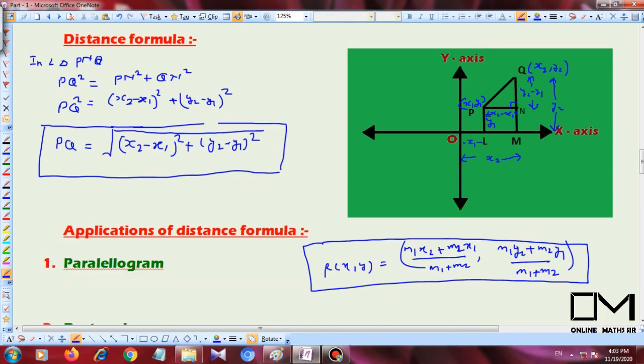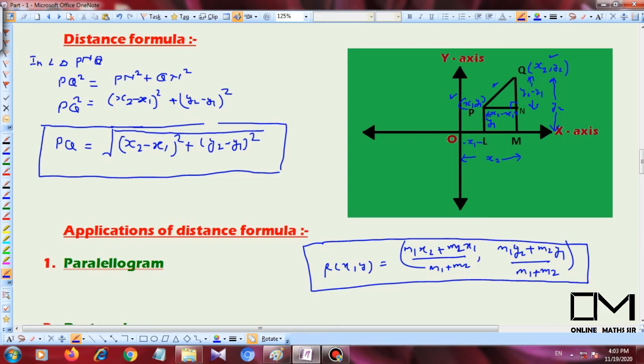Now the distance formula. Suppose two points P and Q are lying in the first quadrant. The coordinates of P are (x1, y1) and the coordinates of Q are (x2, y2). Then what is the distance between P and Q? How much is this distance PQ?